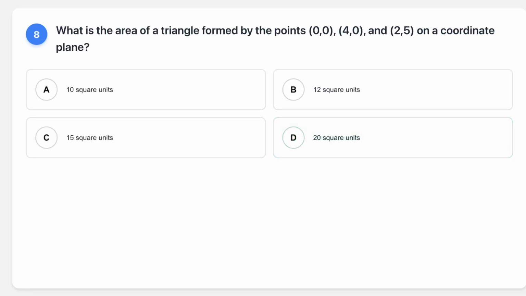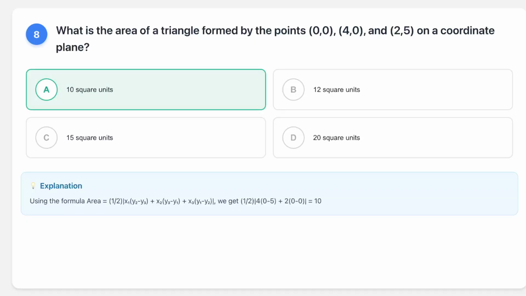Question. What is the area of a triangle formed by the points (0, 0), (4, 0), and (2, 5) on a coordinate plane? Option A. 10 square units. Option B. 12 square units. Option C. 15 square units. Option D. 20 square units. Explanation.